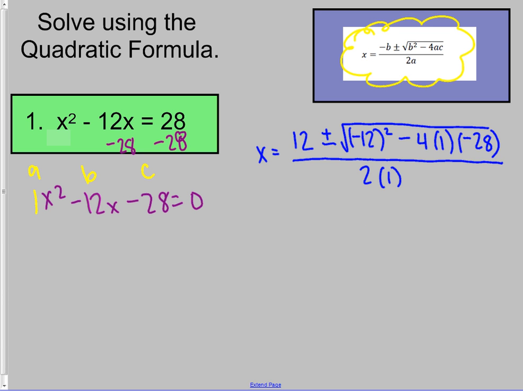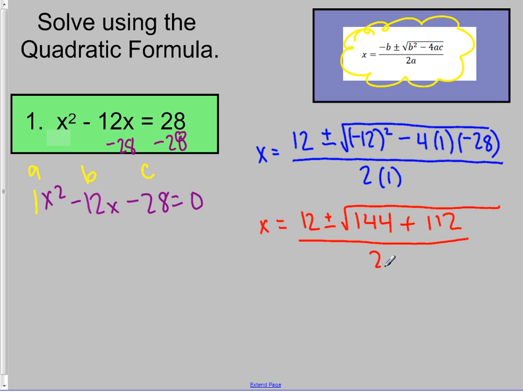And now I just go to work simplifying. So I'm going to start underneath the radical. I have x is equal to 12 plus or minus. Simplify under there. Negative 12 squared is 144. And then negative 4 times 1 times negative 28 is going to be 112. On the bottom, I can go ahead and take care of that. 2 times 1 is 2.